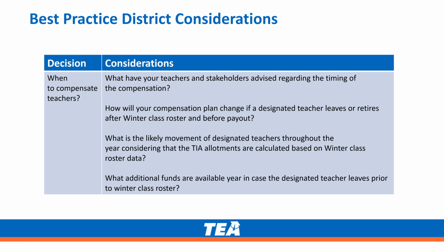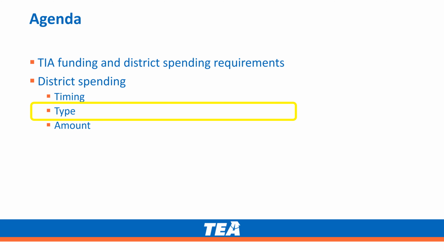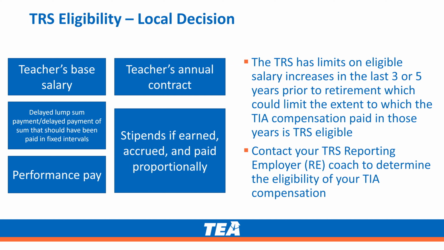Now we will review the second key question for districts, which is the type of compensation that will be issued to teachers. The type of compensation is entirely district choice. Districts may want to consider if the type of compensation is TRS eligible. In general, the following types are TRS eligible.